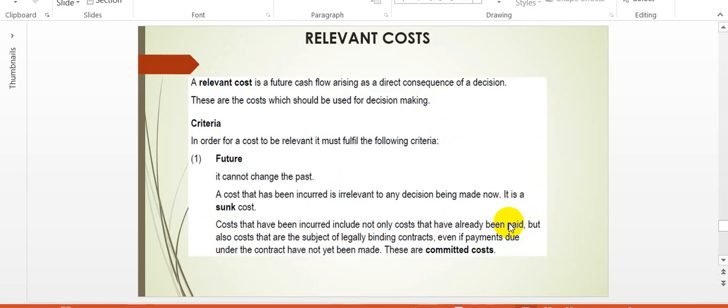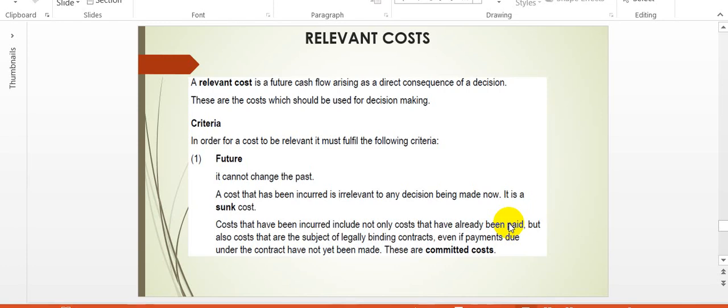We noted earlier as we discussed NPV that NPV requires relevant cash flows. So we need to understand what relevant cash flows are. A relevant cash flow is a future cash flow arising as a direct consequence of a decision. These are the costs which should be used in investment appraisal or when making decisions.